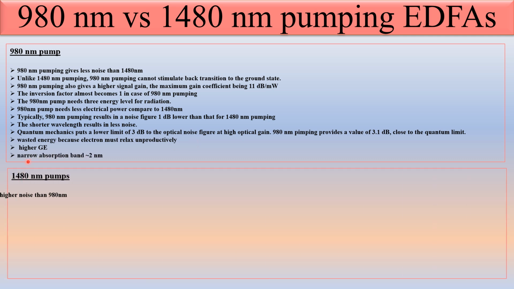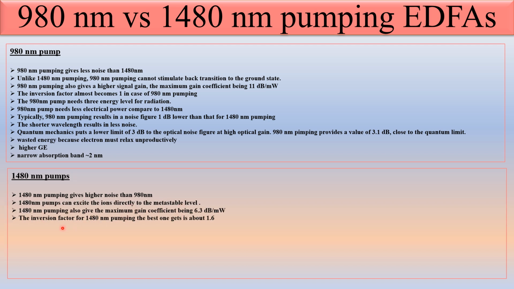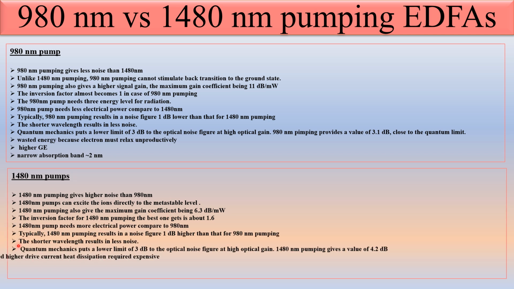In the same way, 1480 nanometer pumping gives higher noise. 1480 nanometer pumps can excite the ions directly to the metastable state. The best inversion factor to get with 1480 nanometer pumping is 1.6. It needs higher drive current, high dissipation required, expensive, smaller G and larger tolerance in pump availability.